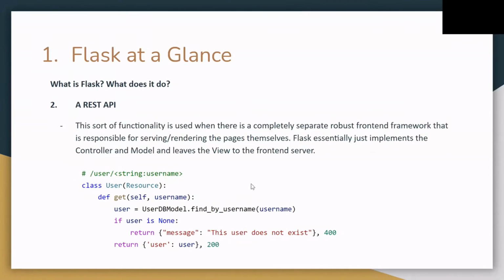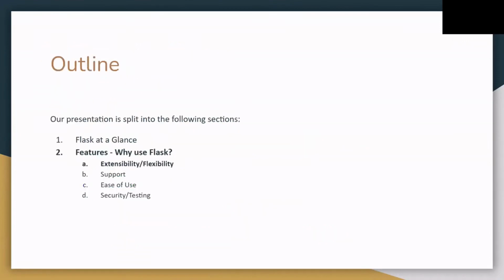Now, usually we see this sort of functionality, so sending JSON payloads backwards and forwards, when there is a completely separate, robust React, or actually any front-end framework, to be honest, that is responsible for serving and rendering the pages themselves. So Flask can kind of just focus on what it does best and do the controller and model side, and it leaves the view completely up to the front-end server. And so there's that strong split between the stack. So those are the two ways we usually see Flask implemented in the field, and that's what Flask does.